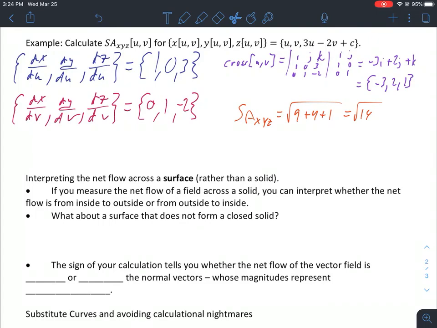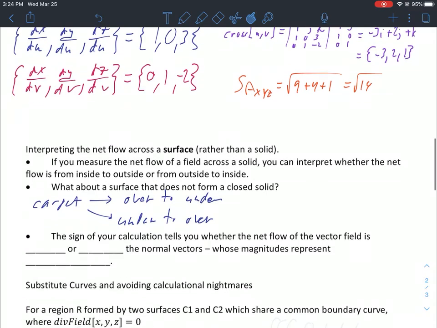All right, interpreting the net flow across a surface rather than a solid here. If you measure the net flow of a field across a solid, you can interpret whether the net flow is from inside to outside. What about a surface that does not form a closed solid? Basically, we're thinking about a carpet. Is the flow going from over to under, or is it going from under to over? That's all about perspective. Basically, you have to pick a top side when you're talking about surfaces that are not a closed solid.